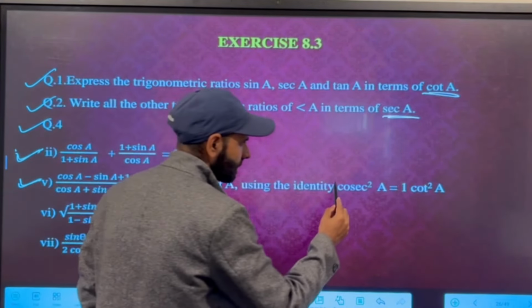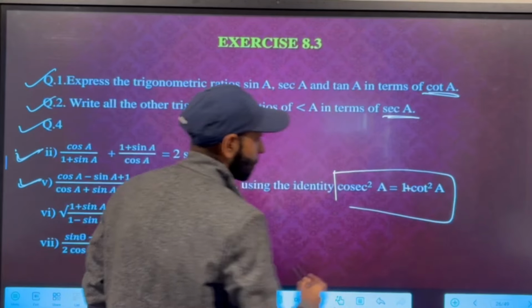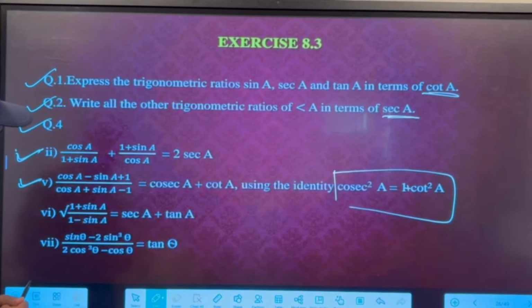Using the identity cosec square A equal to 1 plus cot square A.